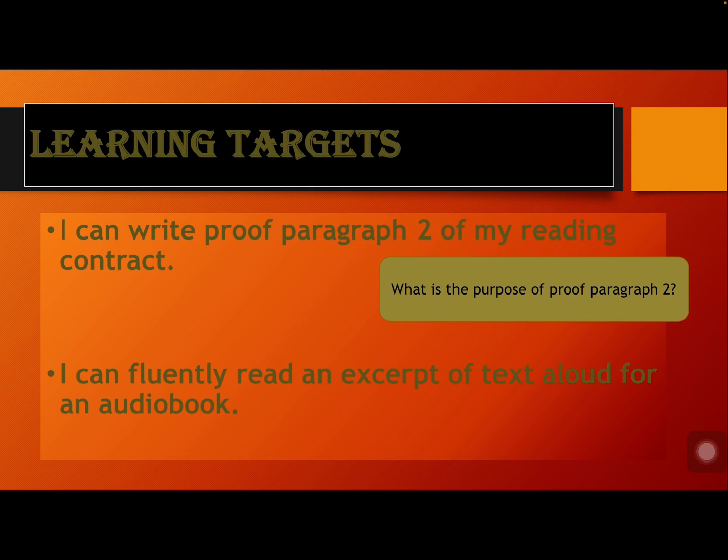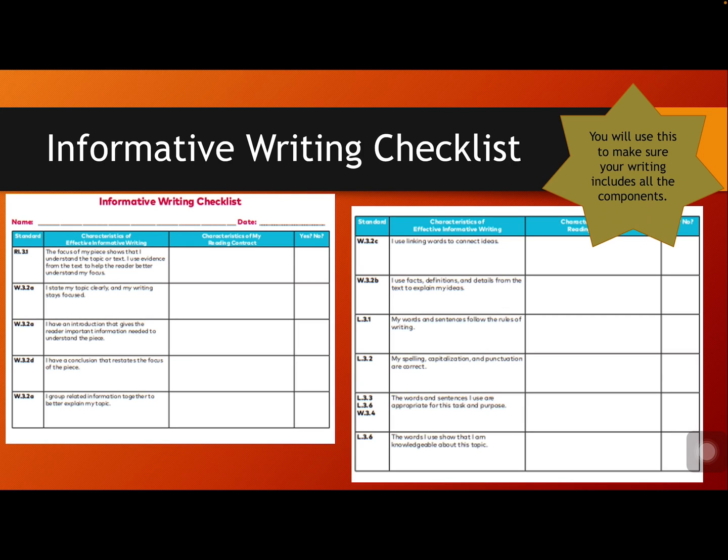Learning targets. I can write proof paragraph 2 of my reading contract. Can you say that? Good job. I can fluently read an excerpt of a text aloud for an audiobook. Can you repeat that? Awesome. The informative writing checklist. You can also find this in your workbook on page 76 and 77. You will use this to make sure your writing includes all the components.